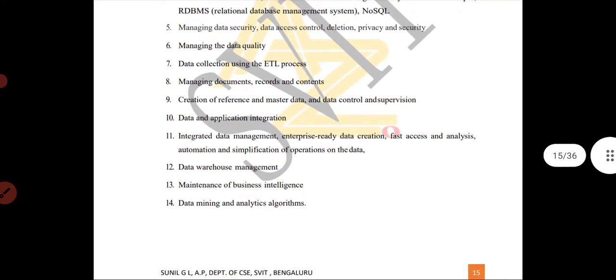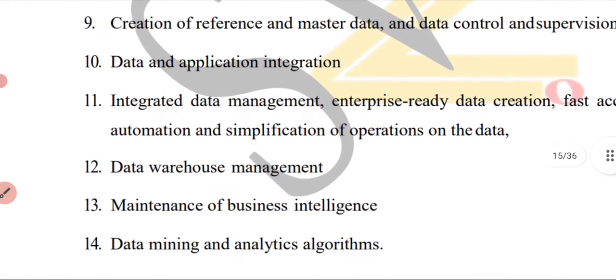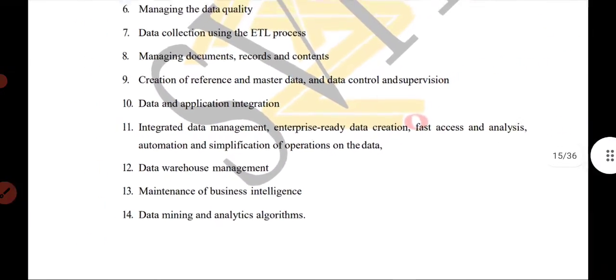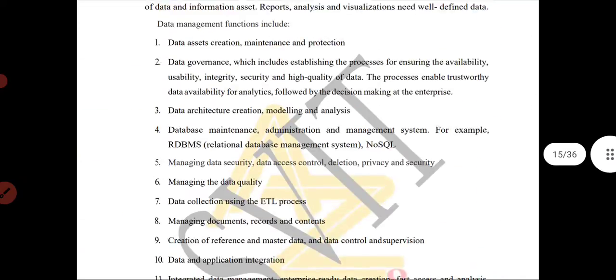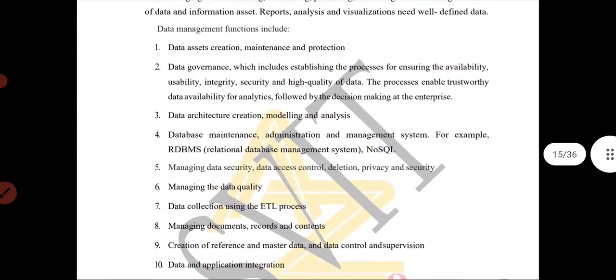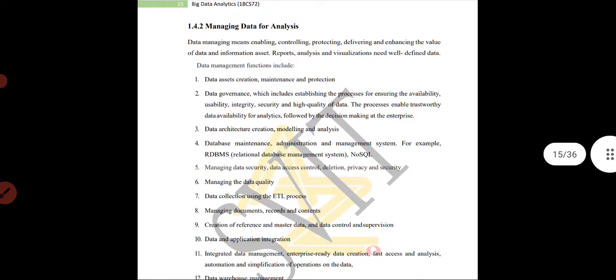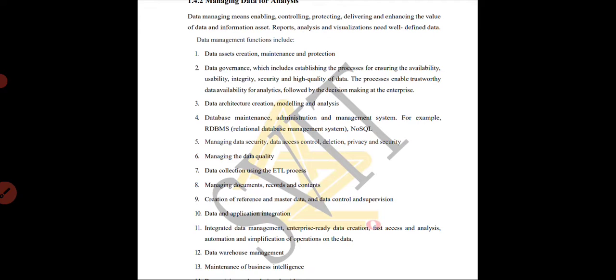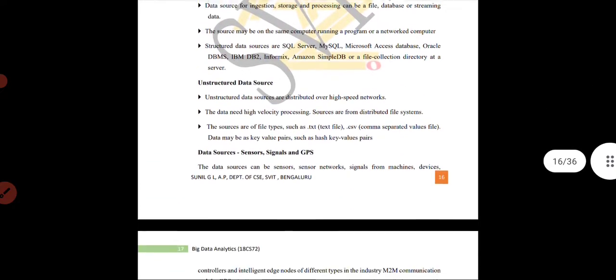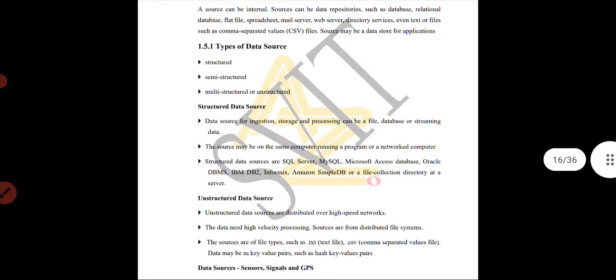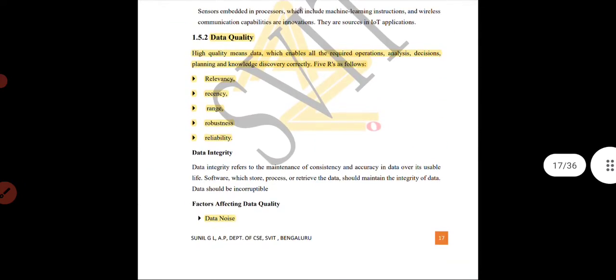And next you have data application integration, integrated data management, data warehouse management, and maintenance of business intelligence. That is nothing but managing data for analysis. You can write it on your own because it's just simple general knowledge about managing the data. Since you are a CS student, you can write it on your own. And the next, we have already discussed the types of data and everything.